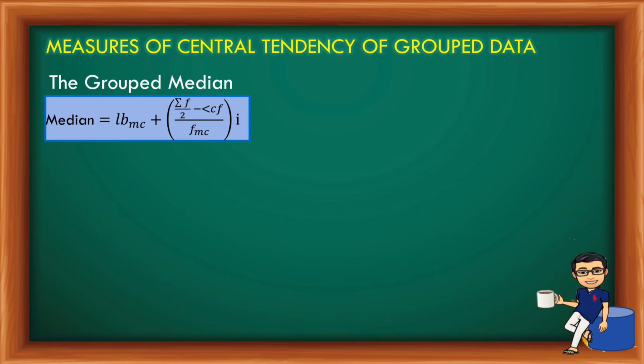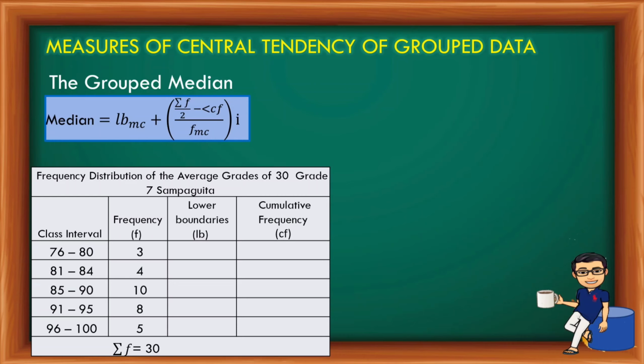So, consider, again, this frequency distribution na ginamit din natin kanina sa pagkuha ng mean. So ito pa rin yung frequency natin kanina, but this time around, ang kailangan naman natin ay lower boundaries. So hindi na yung kailangan natin sa mean. So para makuha ang lower boundaries, tandaan na mayroon tayong dalawang boundaries here. So ito yung lower boundaries, ito naman yung upper bound niya.